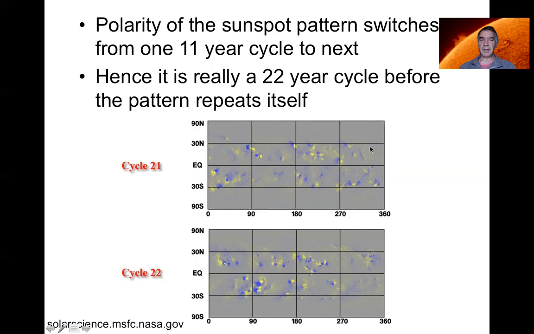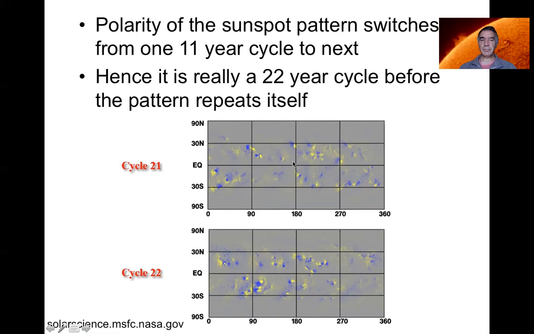So we wouldn't get back to this pattern for basically 22 years. We'd have to go through 11 years of this before we flipped back to that same pattern again. So you could really think of the solar cycle as being a 22-year cycle to really repeat its pattern. In terms of numbers of sunspots, they go up and down with 11 years, but in terms of the polarity pattern, it will only repeat itself every 22 years.